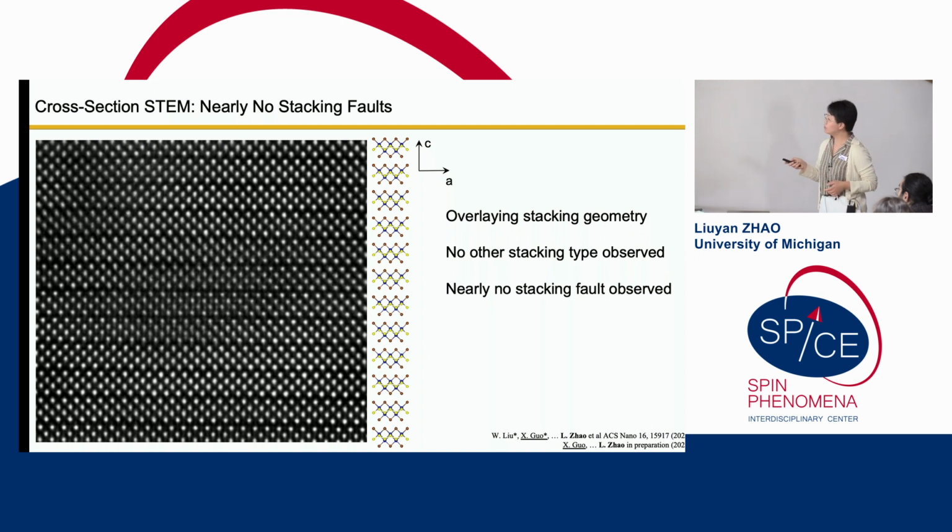So they, meaning Professor Houghton's group, can do the cross-sectional STM to verify that across multiple samplings of multiple samples, the stacking fault is very rare in the system. Perhaps because this is an overlay stacking. Layers are overlaid on top of each other. You don't have multiple options anyway. So then there are very few stacking faults.